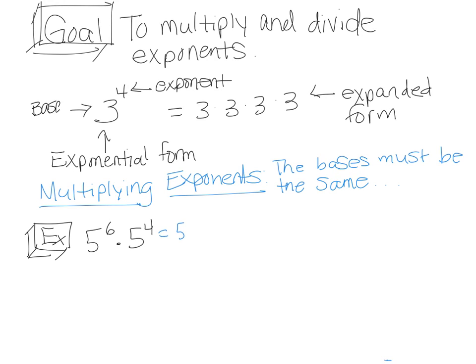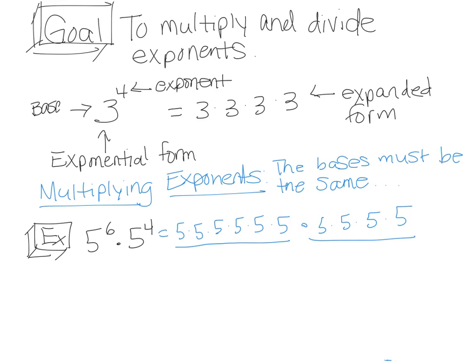So I'm going to write in expanded form first. 1, 2, 3, 4, 5, 6. Okay, so you have 6 of them right here. Then it's multiplied by, then 4 more 5s. So 1, 2, 3, 4.